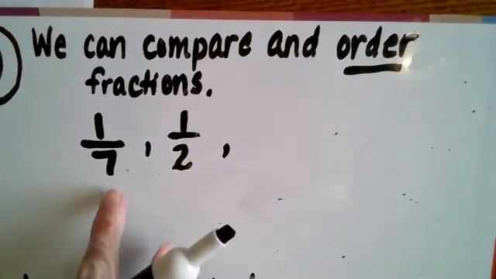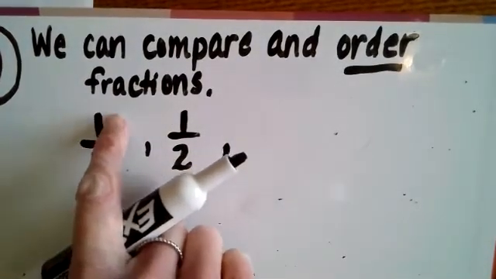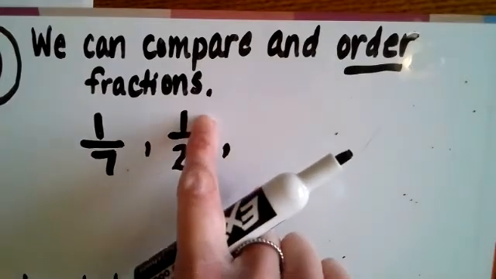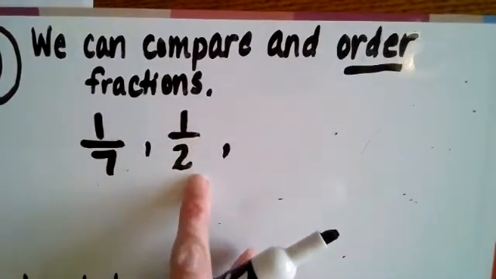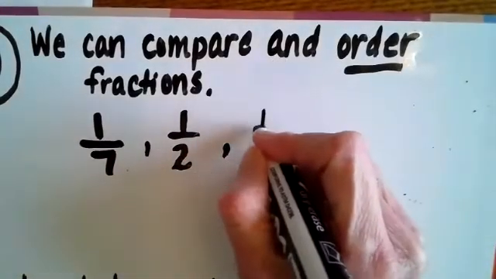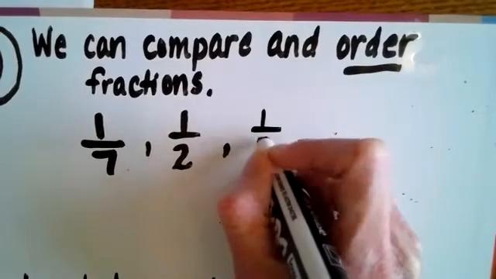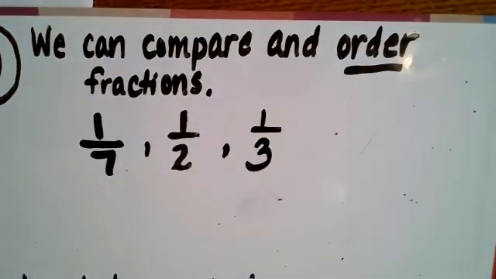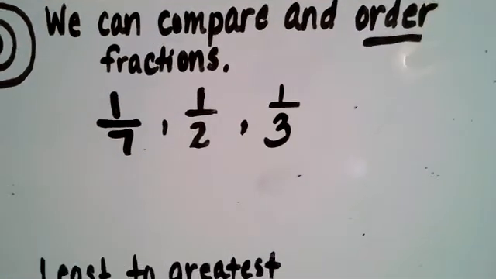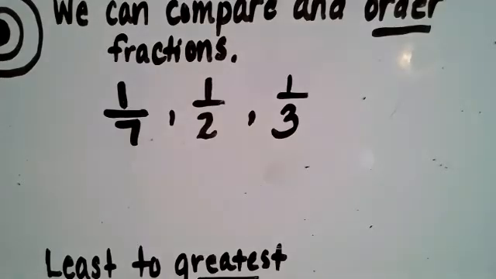And actually, I'm going to switch these to candy bars. Mrs. Ziegler ate 1/7 of a candy bar. Mr. Kirst ate 1/2. And Miss Clark ate 1/3. I'm going to now draw some models to explain my reasoning.